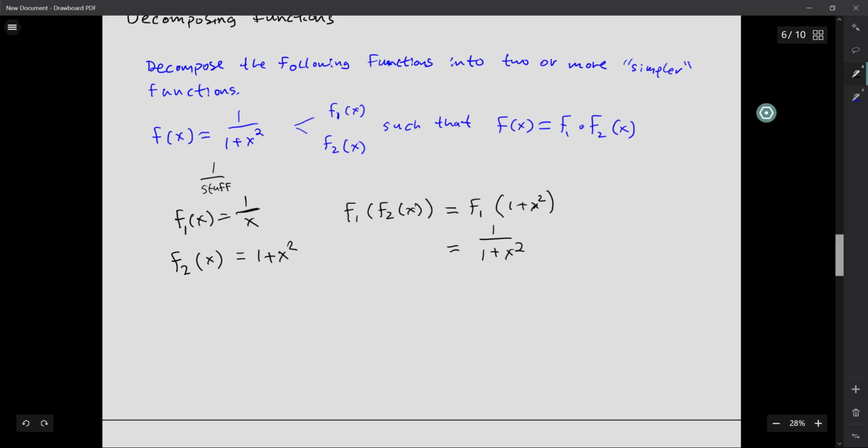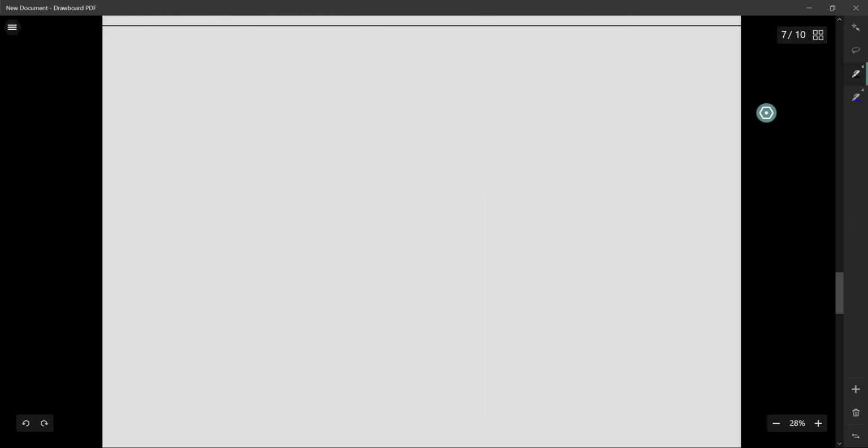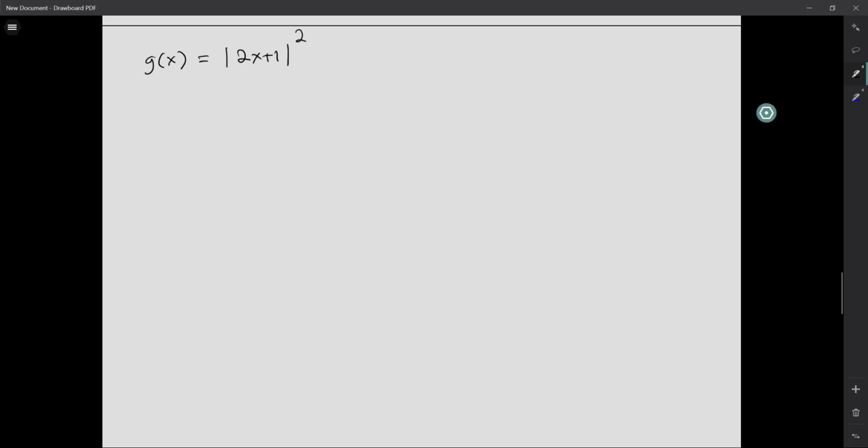Now, I have some more we can work on. Let's see. I've chosen one that has an absolute value. So let's say we've got g of x equal to the absolute value of 2x plus 1, squared. So I can see that on the inside of some stuff, I've got a 2x plus 1. That's probably one of my functions. And you can work from the inside and go out, or you can start from the outside and go in. It doesn't really matter.